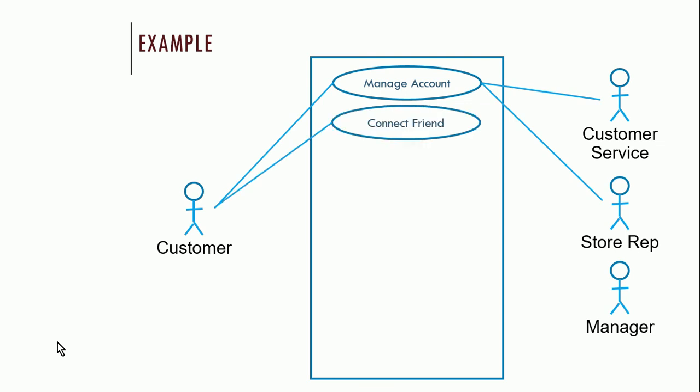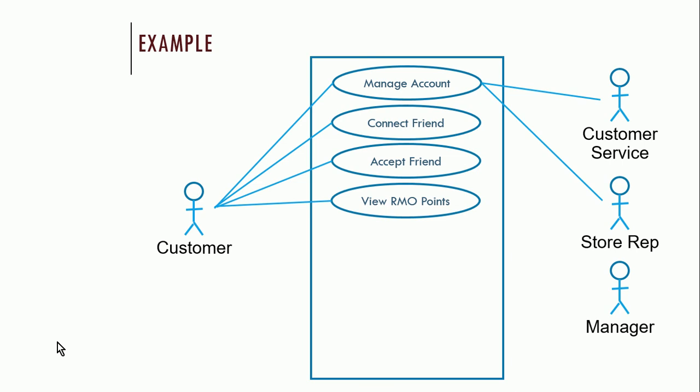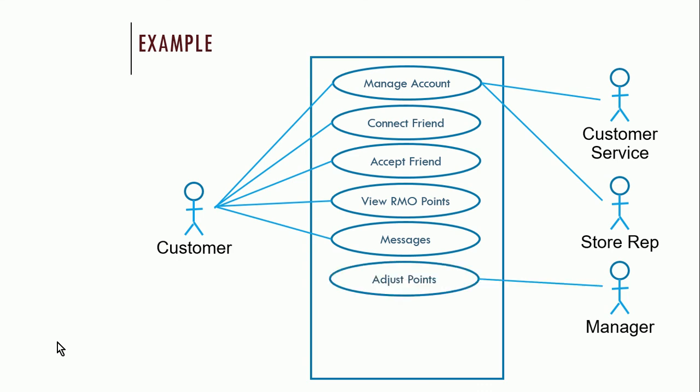A customer might want to be able to connect to a friend, right? So let's pretend in this little system, we're going to make it so that you can give your points to other people. You can gift them to somebody else. You can say, okay, I earned my free ham, but I'm going to give it to somebody else so that they can get my free ham. So you can connect to a friend. You can accept a friend if they try to connect to you. You can view your points to see how many points you have, which a lot of people would want to know. You can write messages or read messages from someone about your points.